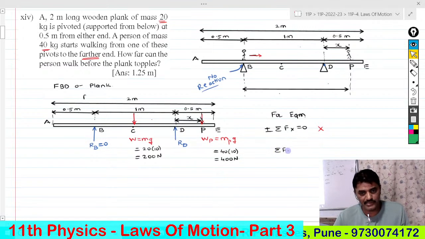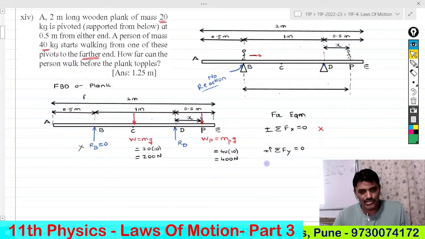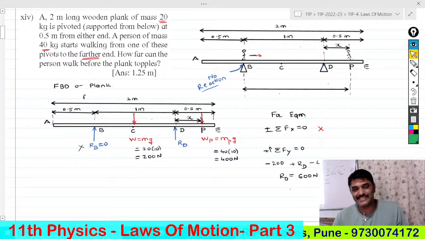So I'll go for the second equation. Summation of all the forces in the y direction, taken positive upwards, is equal to 0. What all forces are there in the y direction? Well, I need not write anything about this force, it's not there at all. This is downward, how much? Minus 200. This is upward, plus RD. And this is downward, minus 400 is equal to 0. This is going to give me RD is equal to 600 newtons.